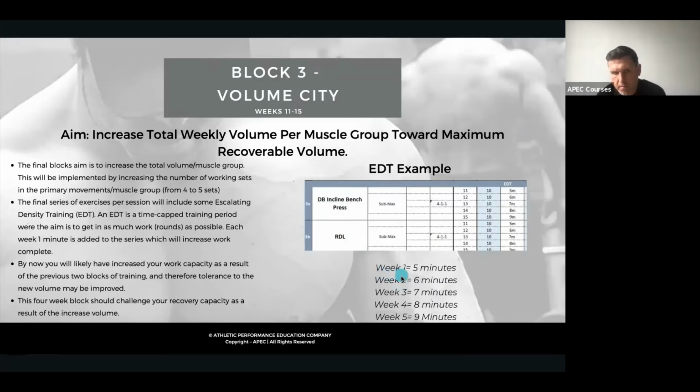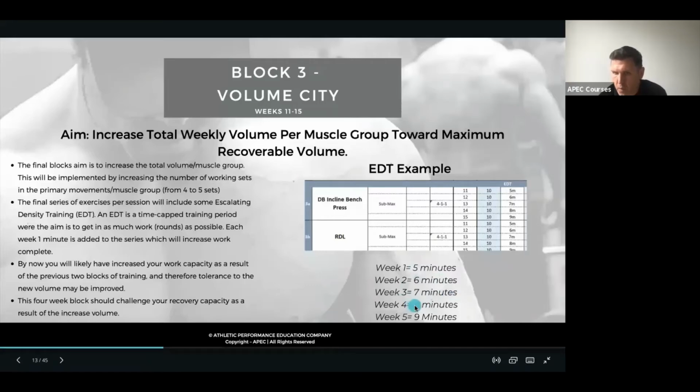On week 1, when we're talking about the escalating density training, we would perform an incline bench press, and then straight away we would go and perform an RDL, and we would keep performing these 2 exercises back to back for 5 minutes. That's on week 1. On week 2, we would still perform the 2 exercises back to back in a circuit for 6 minutes. Then week 3, 7 minutes, week 4, 8 minutes, week 5, 9 minutes.